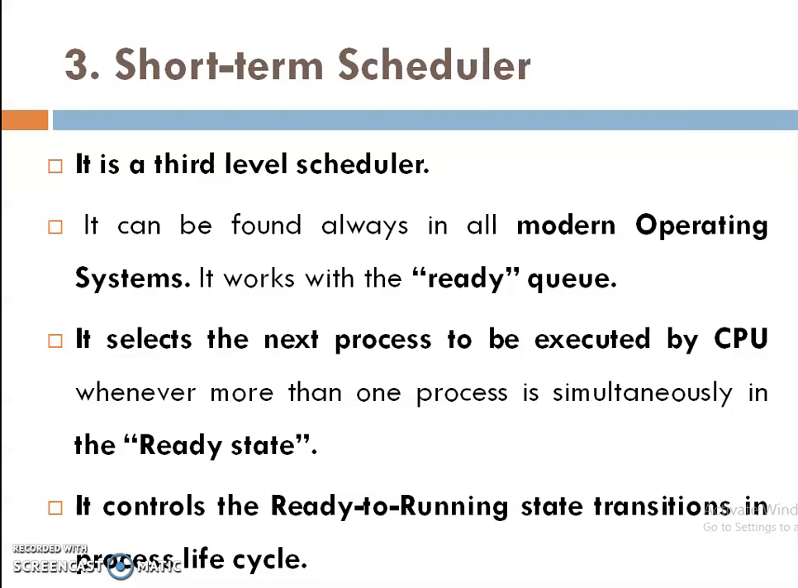Then third, short-term scheduler. It is a third level scheduler. It can be found always in all modern operating systems. It works with the ready queue. It selects the next process to be executed by CPU whenever more than one process is simultaneously in the ready state. It controls the ready to running state transition in process life cycle.